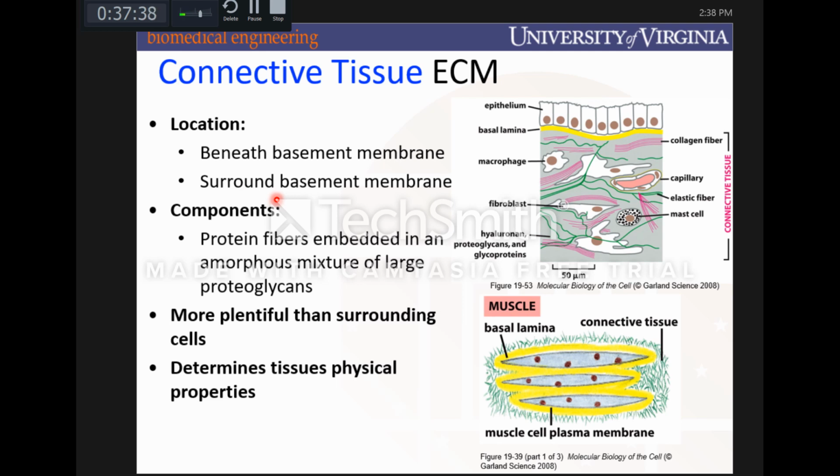And this is primarily what the Barker lab focuses on. So components, protein fibers embedded in an amorphous mixture of large proteoglycans. So it's more fibrous protein, but this time instead of a thin sheet, it's a much more three-dimensional structure together with all of those bioactive sugars that we talked about that are swelling. So it's everywhere. There's more of it by volume than your cells, and the composition and organization of this connective tissue ECM determines the physical properties of the tissue.